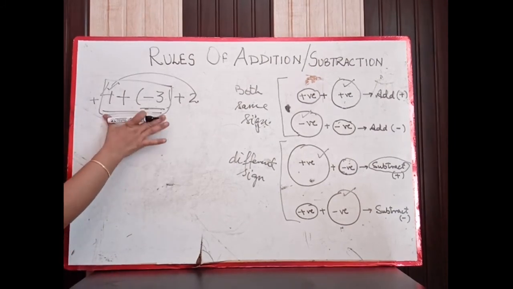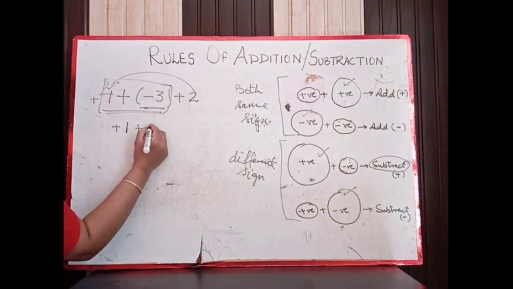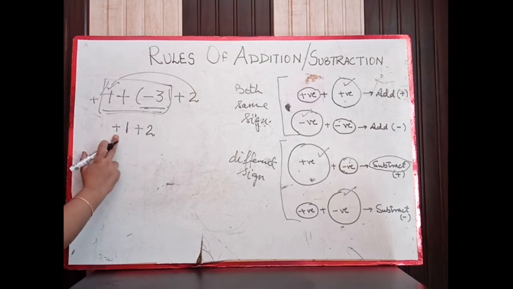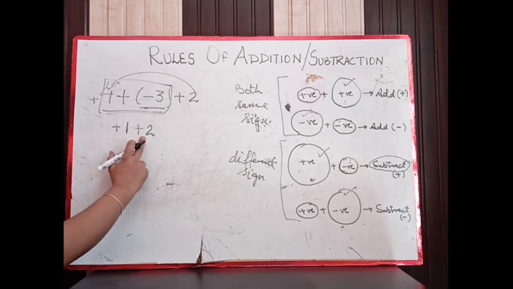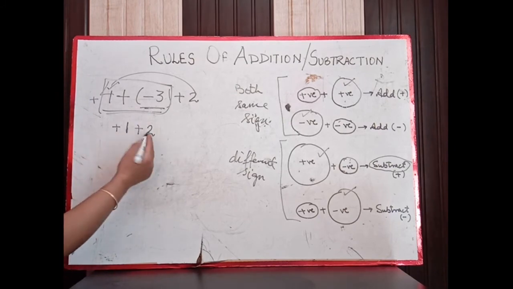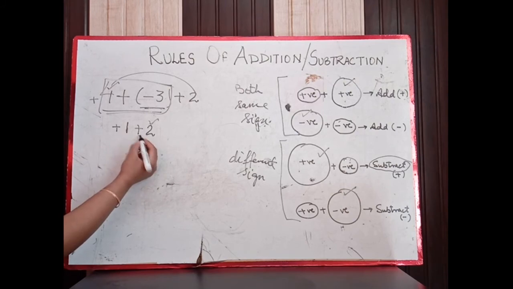When we have solved these two numbers, we have got plus 1. Now what is left? Plus 2. Both are of same sign. So what we have to do? Positive, positive, we have to add. So plus 2 plus 1, 3. Which number is greater? 1 or 2? 2 is greater. So what sign is of 2? Plus. So the answer will be positive.